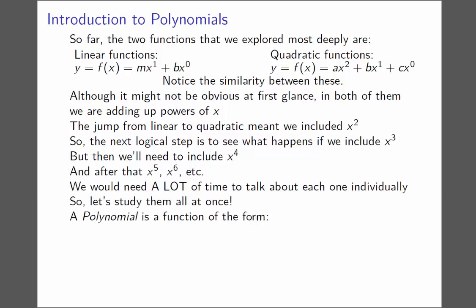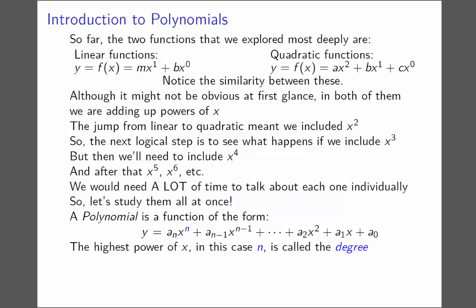We define a polynomial as a function of the form y equals some constant times x to the power n plus another constant times x to a power 1 lower than n, n minus 1, and we keep lowering the degree of x all the way down till we get to some constant times x squared plus a constant times x, and finally just a constant. The highest power of x, in this case n, is called the degree.